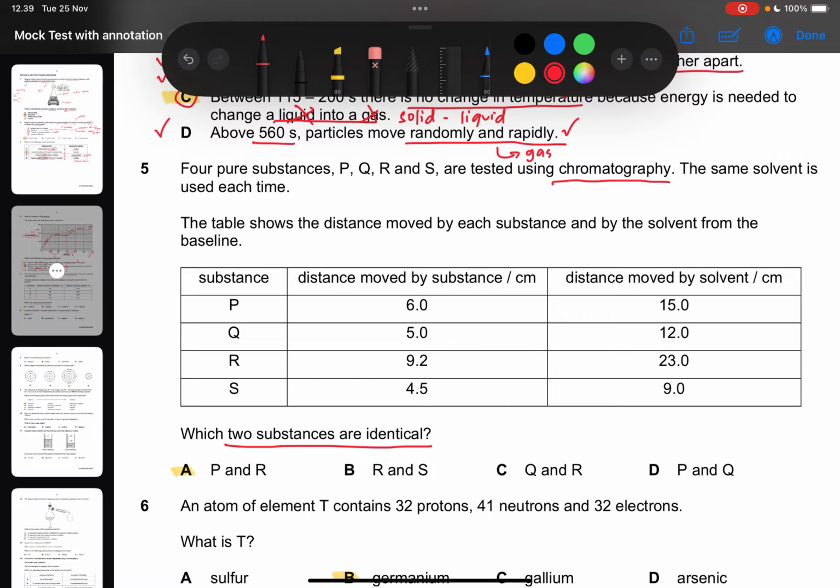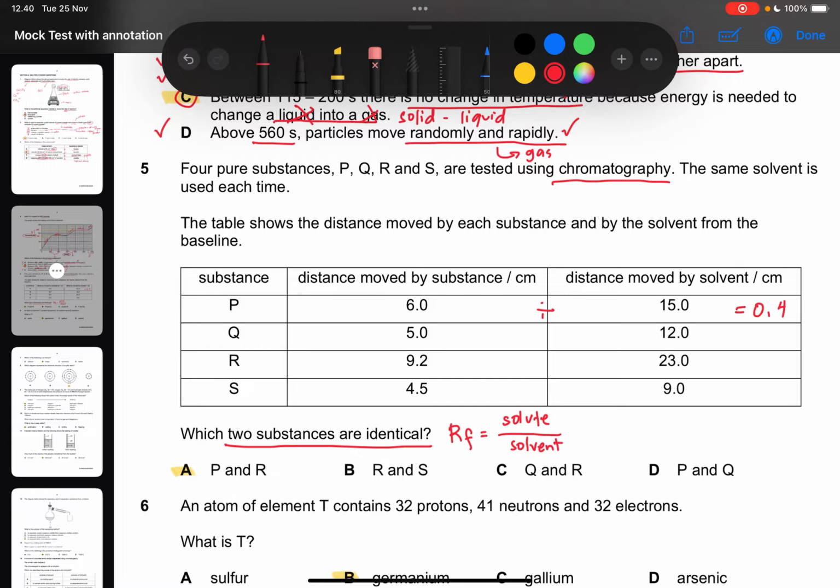We can find which are the identical substances by finding which have the same Rf. An Rf value is calculated by the distance traveled by the solute or the substance divided by the distance traveled by the solvent, also known as the solvent front. So if we try to calculate it, it will be 6 divided by 15. The answer is 0.4. This is the Rf for P.